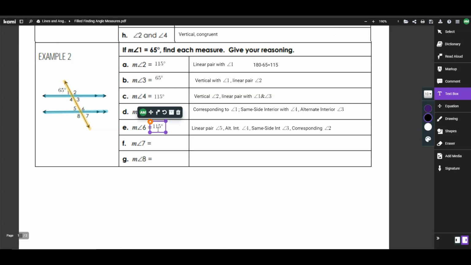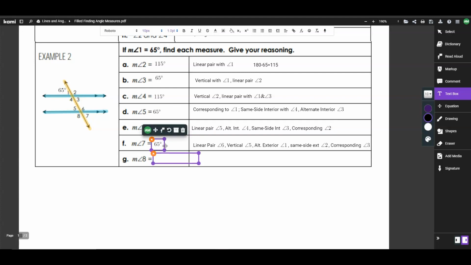All right, measure of angle 6 is 115 degrees because it's a linear pair with angle 5. It is alternate interior with angle 4. It is same side interior with angle 3. And it is corresponding to angle 2. So any of those reasons would be acceptable.